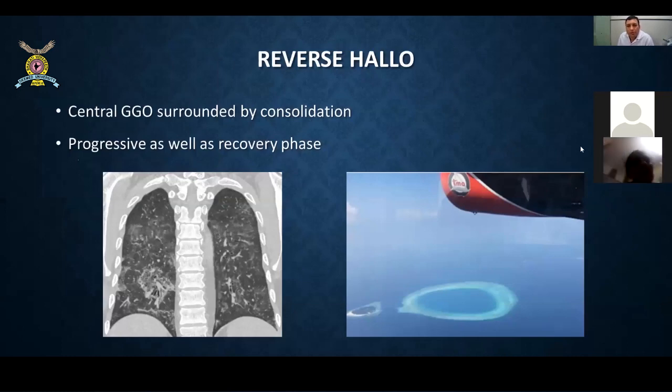Fourth one is the reverse halo sign. Reverse halo sign is seen in organizing pneumonia. So what do you mean by reverse halo? Reverse halo is nothing but the presence of ground glass opacity, which is surrounded by consolidation. So it is seen in the progressive as well as the recovery phase of the disease. In the progressive phase, it develops from ground glass opacity to the reverse halo, or in the recovery phase, it develops from the consolidation.